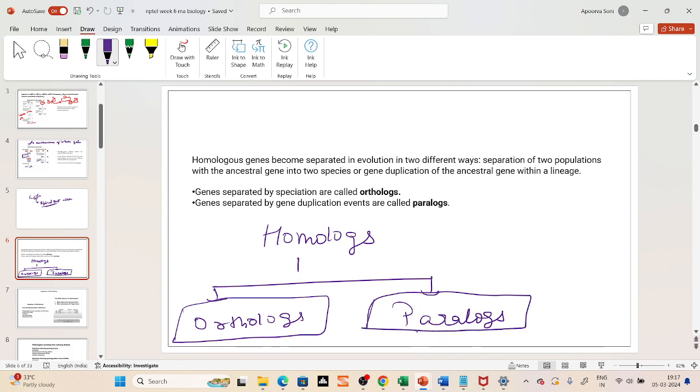And the ones that are separated by gene duplication events are known as paralogs. There is one very good diagram in the lecture, you can go through it. If there is one gene, suppose gene 1, it got duplicated and has become 1a and 1b. Now some speciation event has happened. How can this gene become two different species?